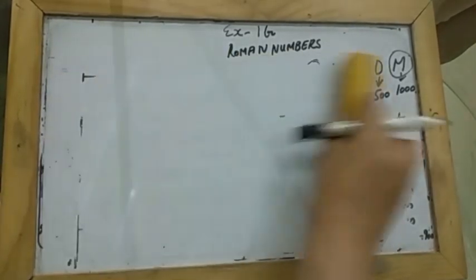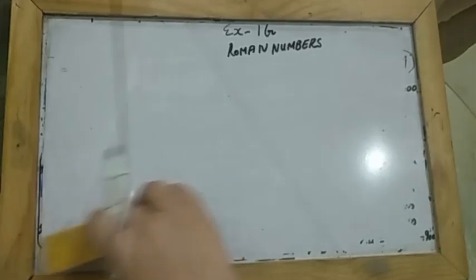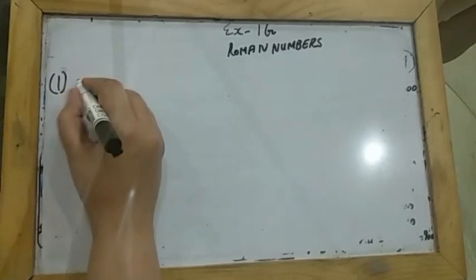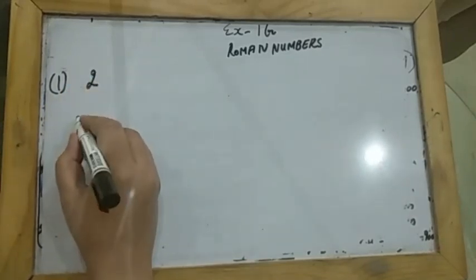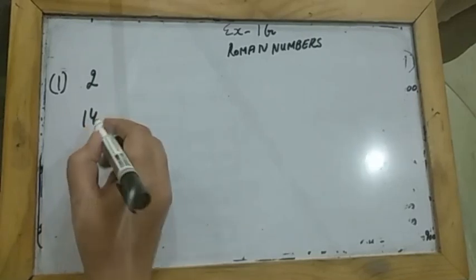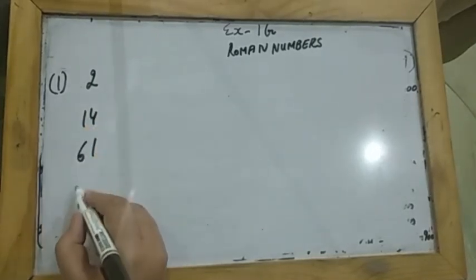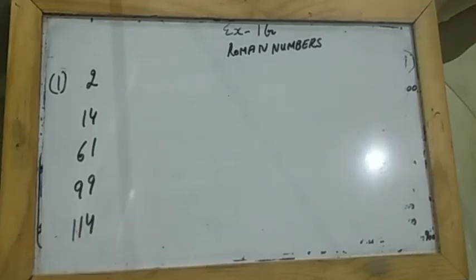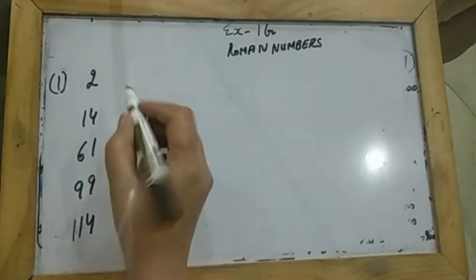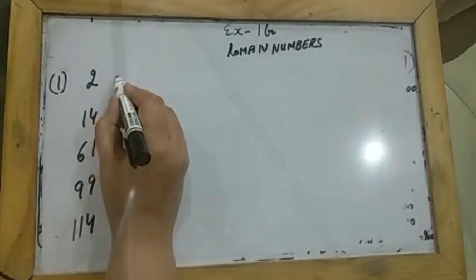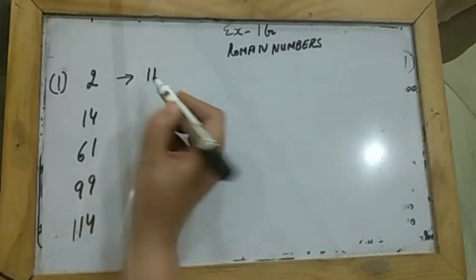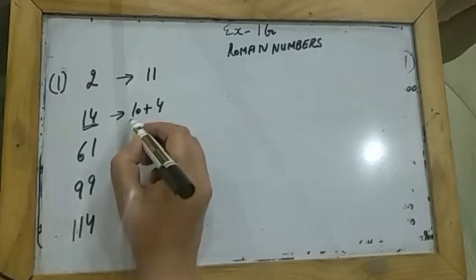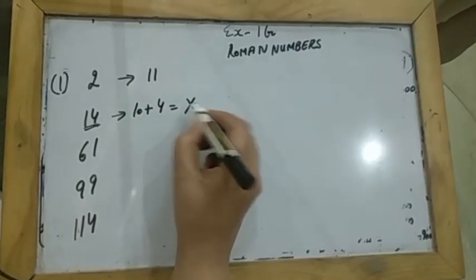Okay, now I'll come to the exercise. So exercise 1G, if I look at the first question, they have given you the numbers in Hindu Arabic numerals, and I will not take all of them. I am going to take some of them, and in the first question they are asking you to write these Hindu Arabic numerals as Roman numbers. So 2, how do you write 2? I write 2 like this. So 14 means 10 plus 4. So how do you write 10? 10 is like this and 4 is like this.